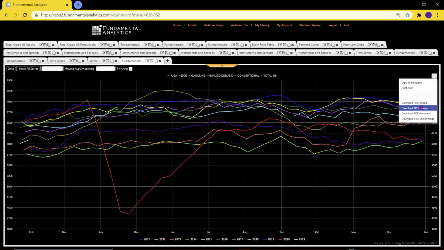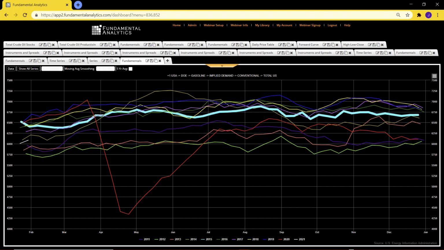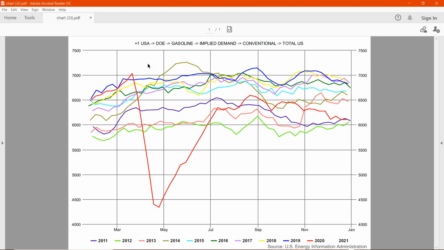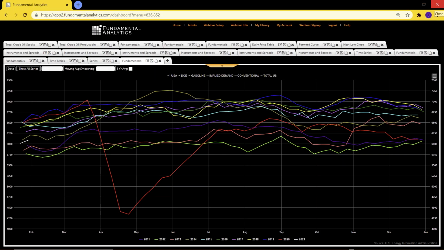If I wanted just a straight PDF version of that chart, I click on the PDF. There we go. So there's the PDF version of that smooth data. Again, it's fast, it's easy, and the presentation quality is sufficient for any kind of demonstration or discussion you want to have using this hard copy of data.